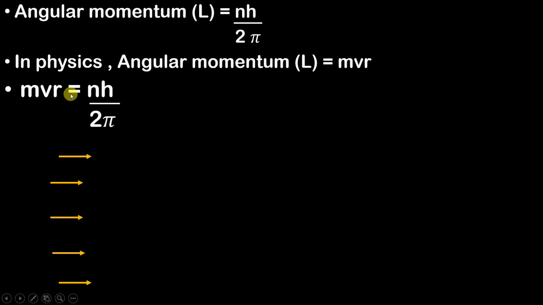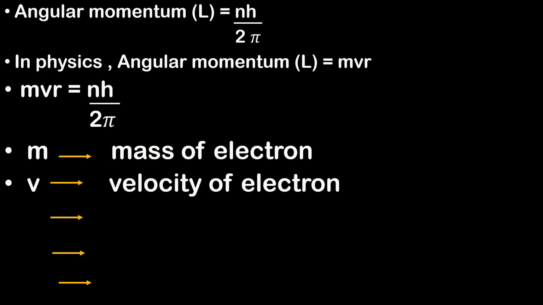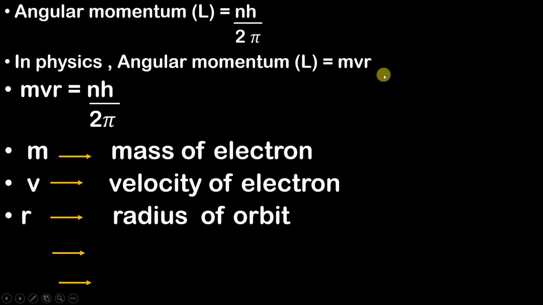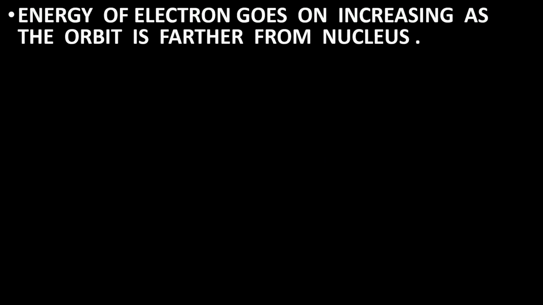This is a very useful equation for solving numericals, where m is the mass of the electron. Why have we taken the mass of the electron? Because it is the electron which is revolving in a circular orbit, whereas v is the velocity of the electron, and r is the radius of the orbit. The radius of the orbit in which the electron is revolving, we have to take that orbit radius. And as we have seen earlier, n is the number of the orbit, and h is Planck's constant.